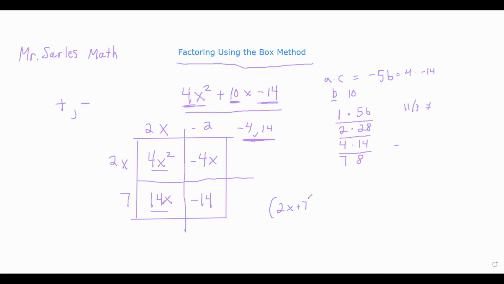In this expression, there was no y equals or 0 equals the equation. We'll save that for next time, but this would be your factored form of 4x squared plus 10x minus 14.